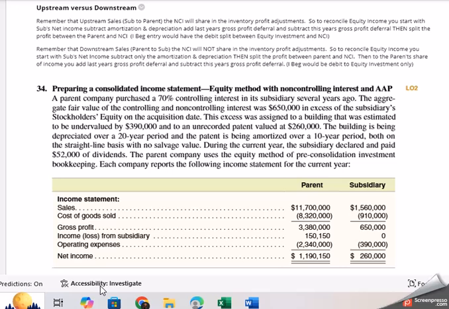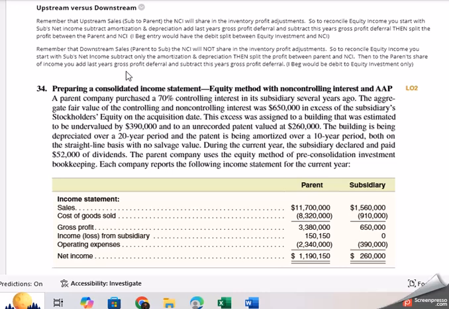Okay, I'm going to just walk through some of these consolidation problems that are less than 100% owned by the parent. So all the work is done. I just want to verbally explain it a little bit. This top couple paragraphs is what you do need to understand. If it is an upstream sale, the sub sells to the parent, the NCI shares in all of those adjustments.